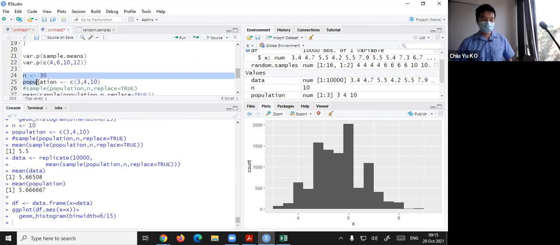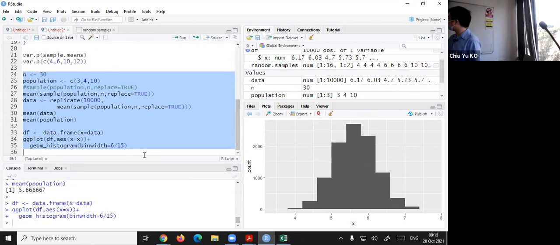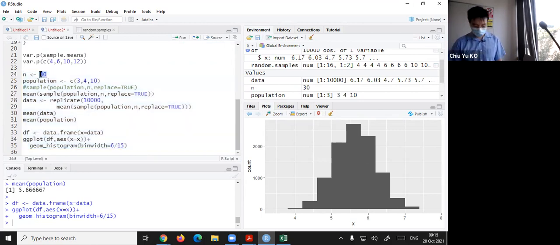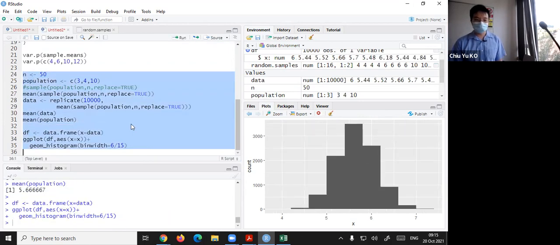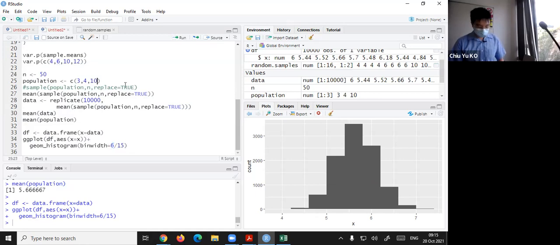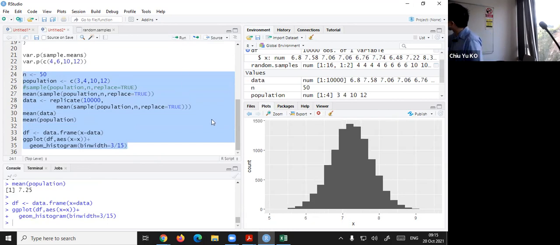Run it again. It looks increasingly like the bell shape. Now let's make it 50. You're getting very much a bell shape. I think we have to reduce the bin width to make it look better, or increase the population. It doesn't really matter what we add there. It's increasingly looking better. Maybe we just reduce the bin width to make it look better.